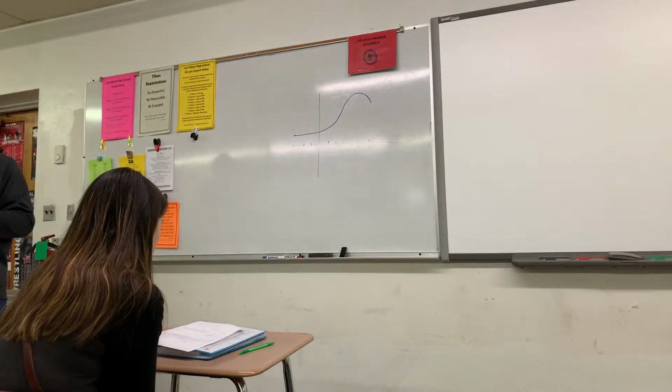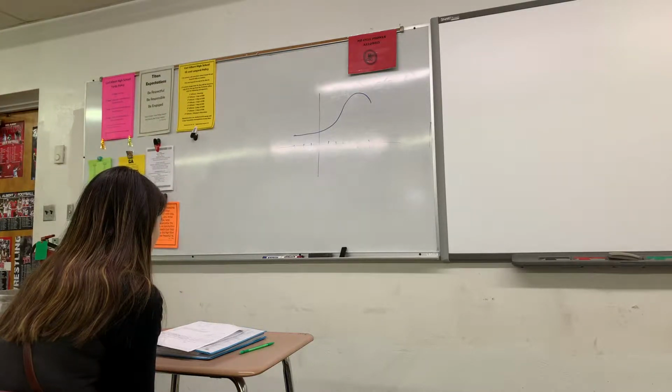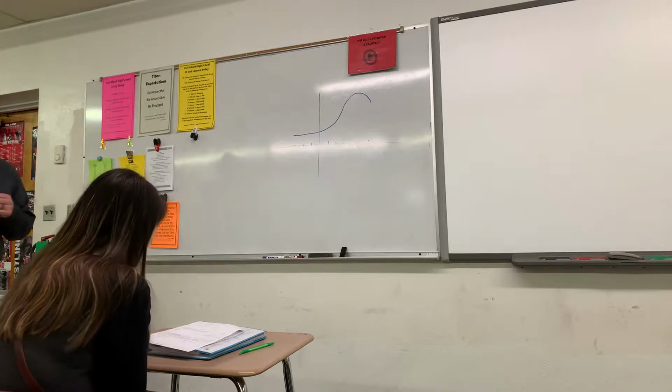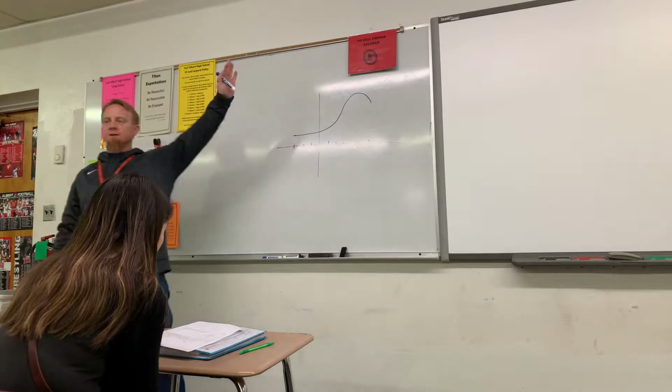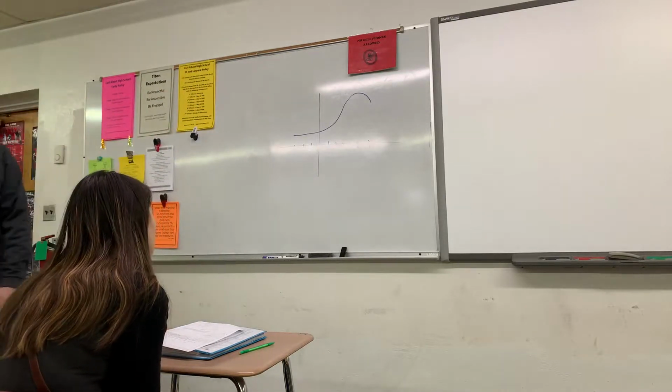It says the graph of the differentiable function f is shown on the closed interval from -3 to 6. How many values of x in the open interval from -3 to 6 satisfy the conclusion of the mean value theorem for f on -3 to 6? Raise your hand if you know what's going on here. Alright, Hunter, what's going on?